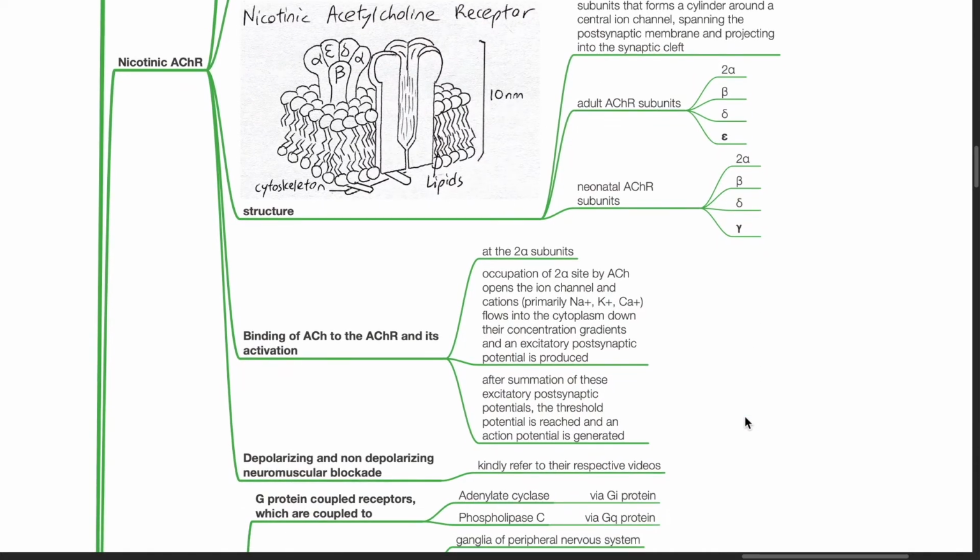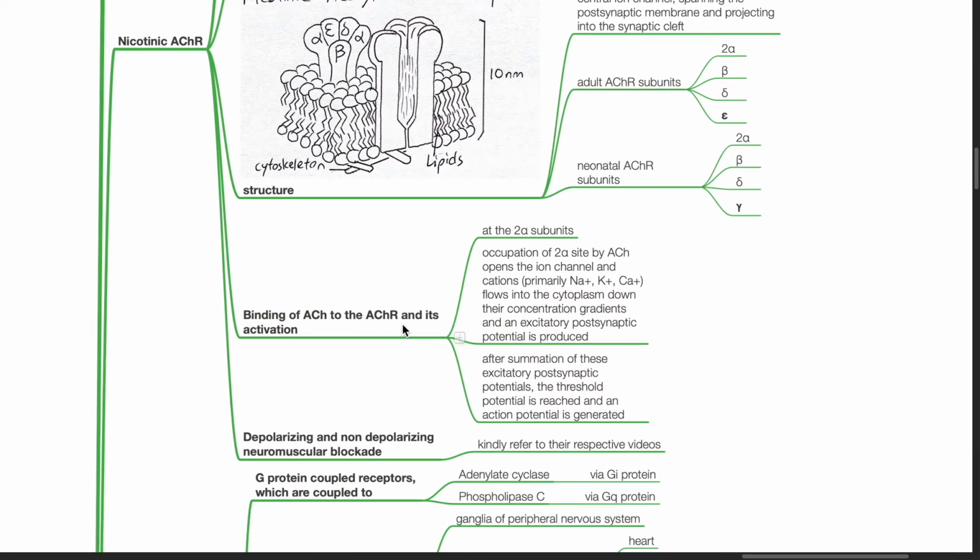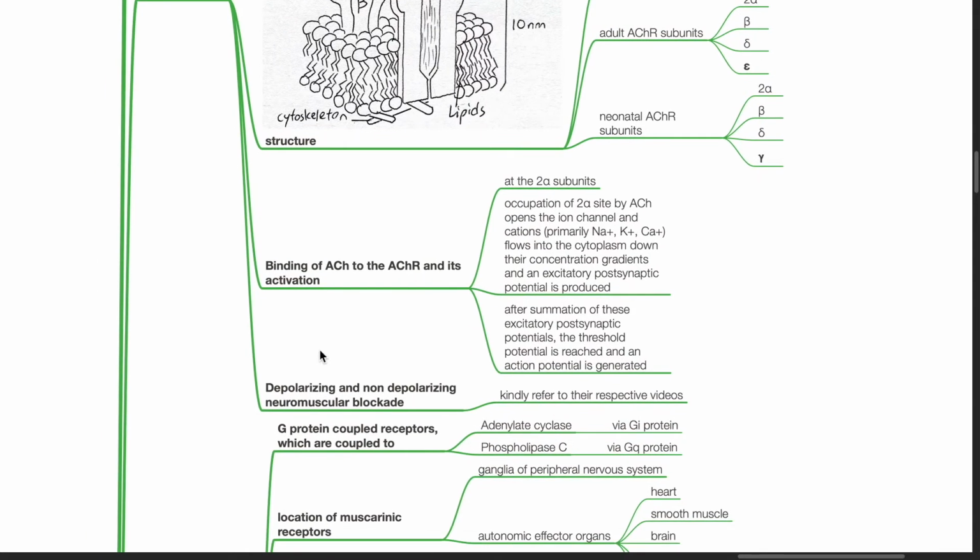Binding of acetylcholine to the acetylcholine receptor and its activation occurs at the 2 alpha subunits. Occupation of the 2 alpha site by acetylcholine opens the ion channel, and cations, primarily sodium, potassium, and calcium, flow into the cytoplasm down their concentration gradients, and an excitatory postsynaptic potential is produced. After summation of these excitatory postsynaptic potentials, the threshold potential is reached and an action potential is generated.